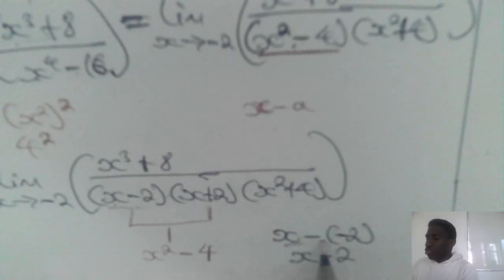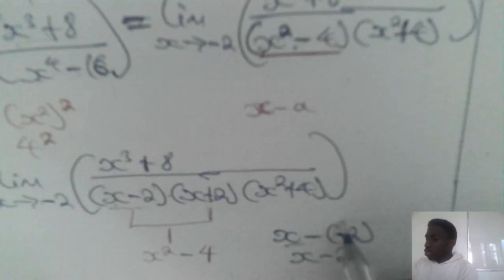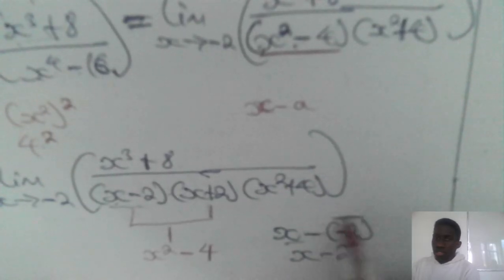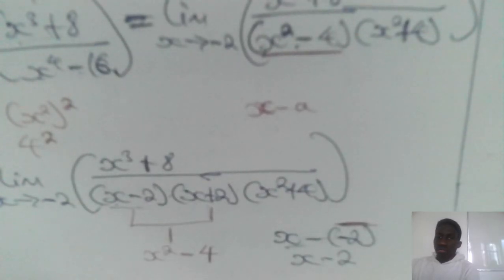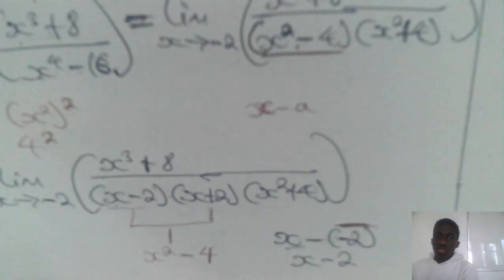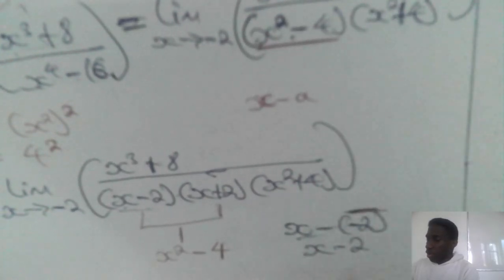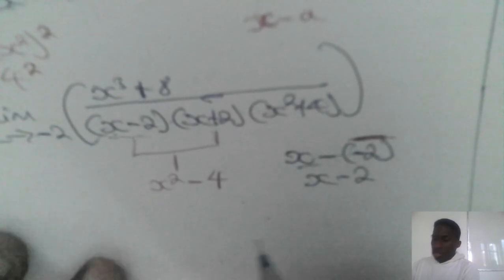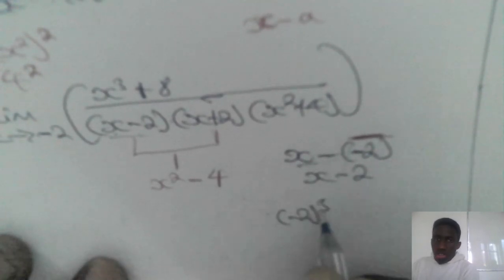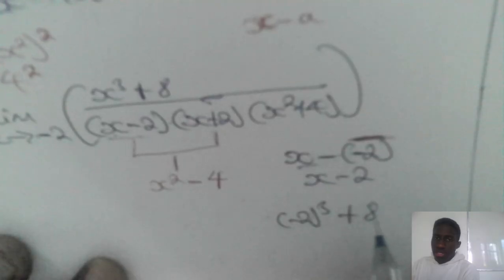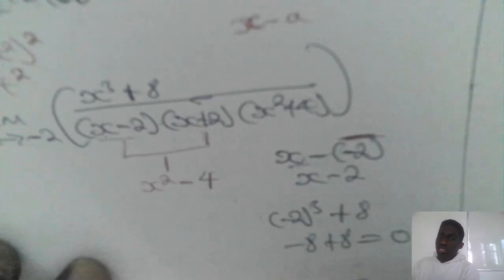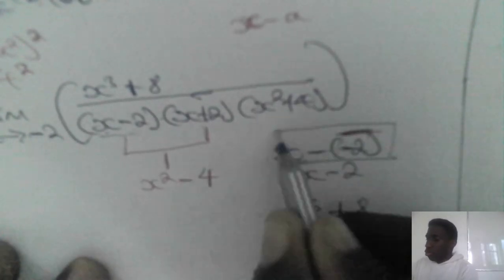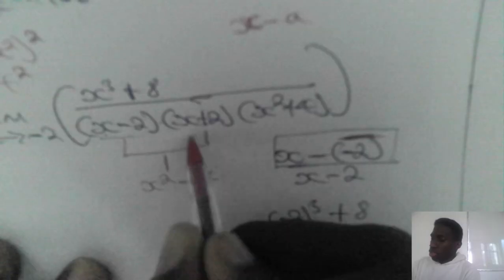So first of all, x minus 2. So we're using minus 2 here for our function. This is for x plus 2, so minus 2 going in there. If we use minus 2, we have minus 2 all cubed plus 8. So this gives us minus 8 plus 8, which is 0. So yes, this actually gives us 0. So this is the one that we'll use to divide x cubed plus 8.